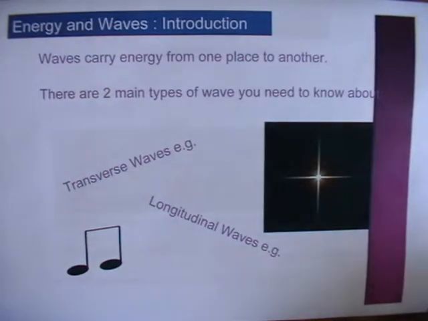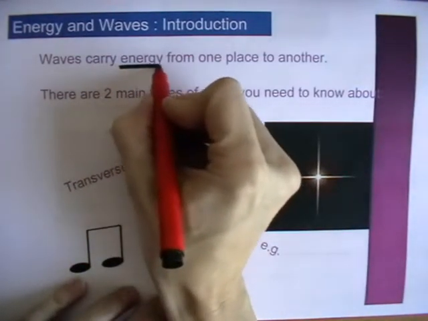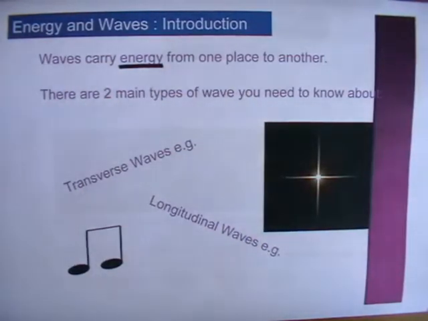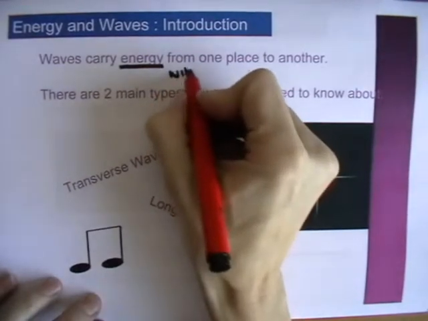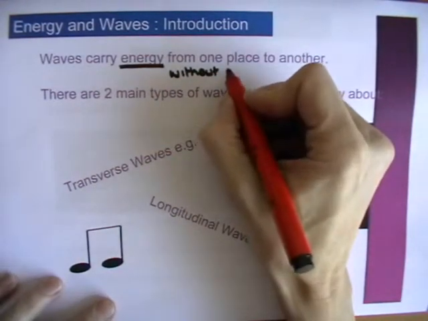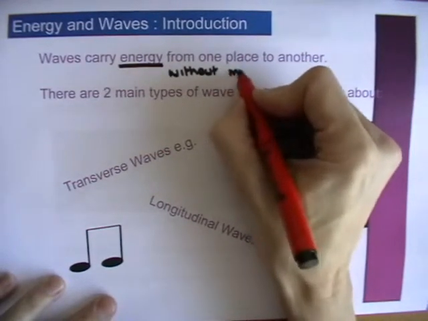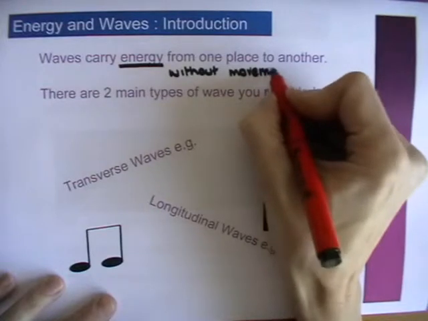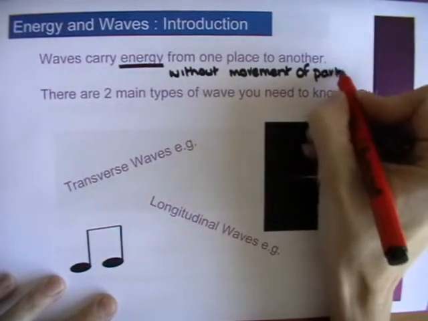Waves carry energy from one place to another. So it's not the movement of particles themselves, but just energy. We define waves as the movement of energy from one place to another without the movement of the particles themselves, or without the displacement, maybe is a better idea. Now, they do vibrate about their own position, but they don't actually move from one place to another.